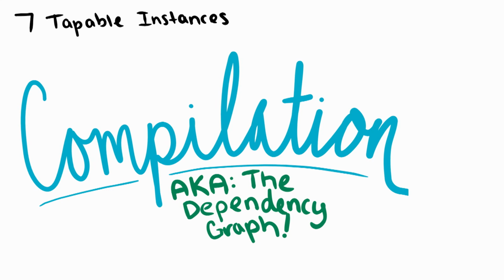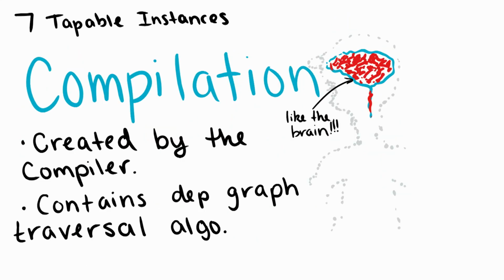Then there's the compilation, which is called the dependency graph. So this is where the entire dependency graph traversal algorithm is. So all of that code happens right here. It's kind of like the brain or the central processor.